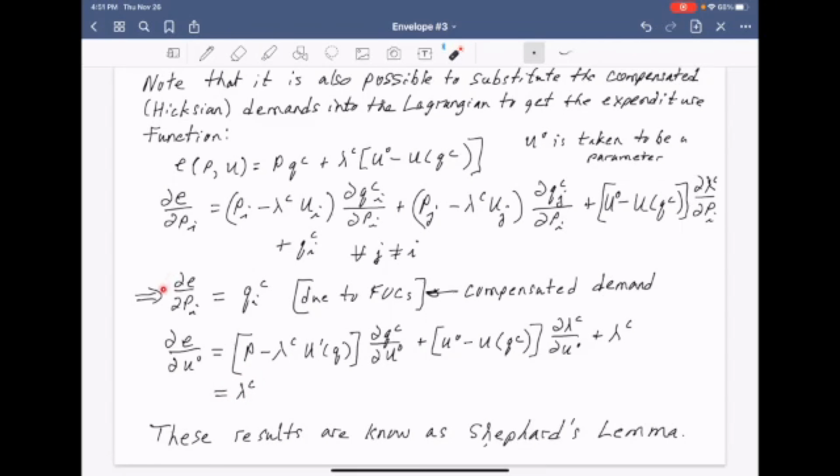So this result, that if you take the first derivative of the expenditure function with regard to any price, gives you the Hicksian demand function for that commodity, and if you take the partial derivative of the expenditure function with respect to u0, then you get lambda c. And remember, lambda c tells us how much the objective function changes when you make a change in the constraint. In this case, the constraint is the indifference curve you're on. So these are known as Shephard's lemma.